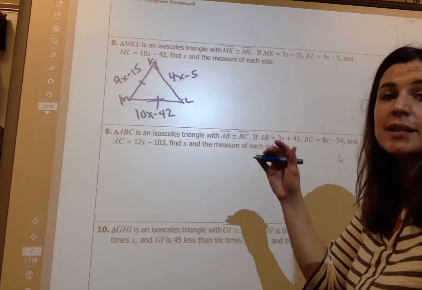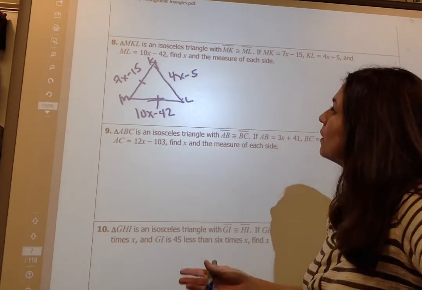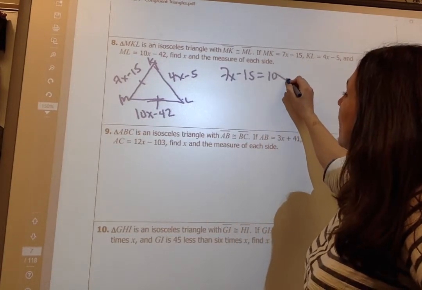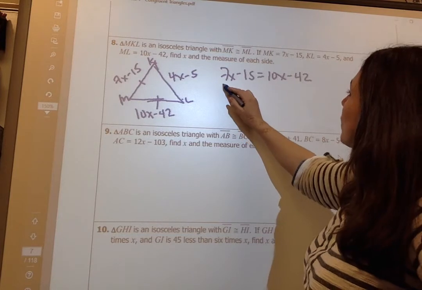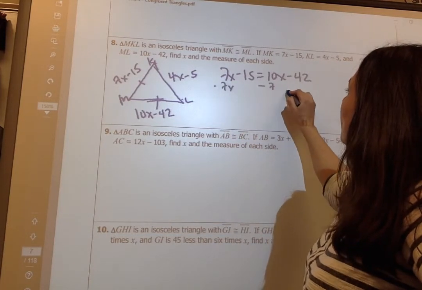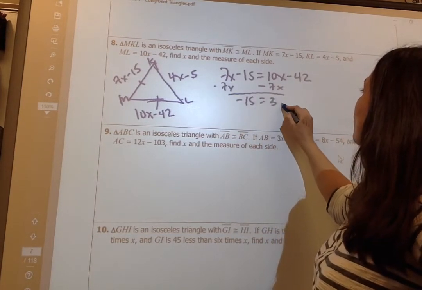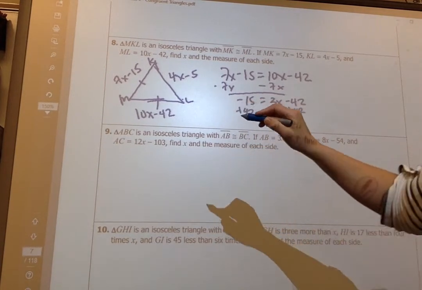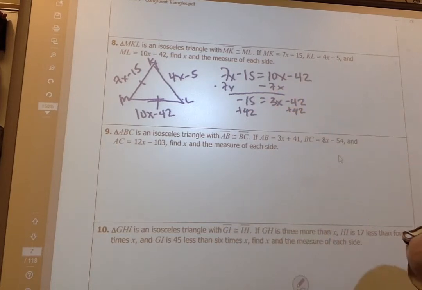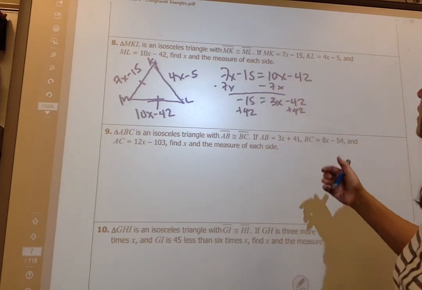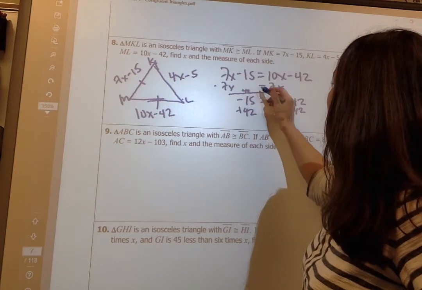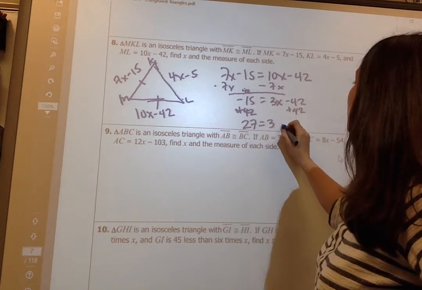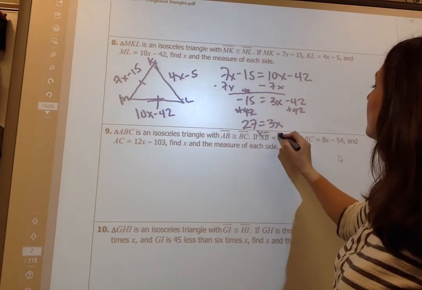So on these, you need to set your picture up first before you start solving. So now I know these guys are congruent. 7x minus 15 equals 10x minus 42. I'm going to bring my negative 7x over, and I get negative 15 equals 3x minus 42, and then I'm going to add 42 to both sides. I'm going to get 27 equals 3x, and then x equals 9.